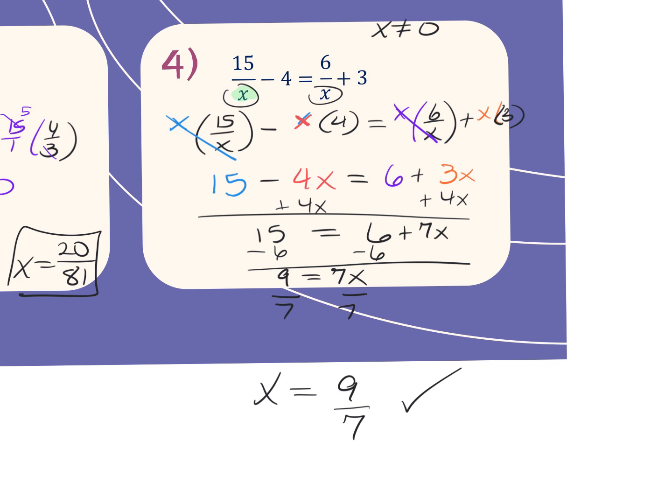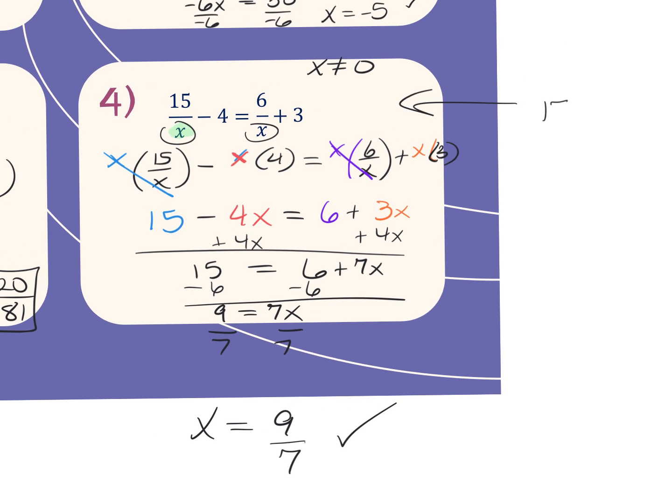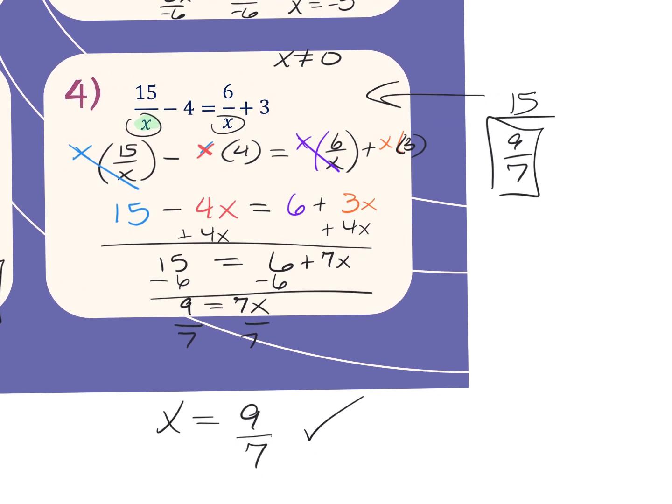So here, plugging in 9 over 7 for x, it just makes the denominator here 15 over 9 over 7. This isn't a 0, it's okay. Same thing when I plug it into the 6 over x. When I put in 9 over 7 here, it just turns into 6 over 9 over 7. I can divide 6 by 9 over 7. It'll just be a fraction. It's not undefined. So let's try number 5.